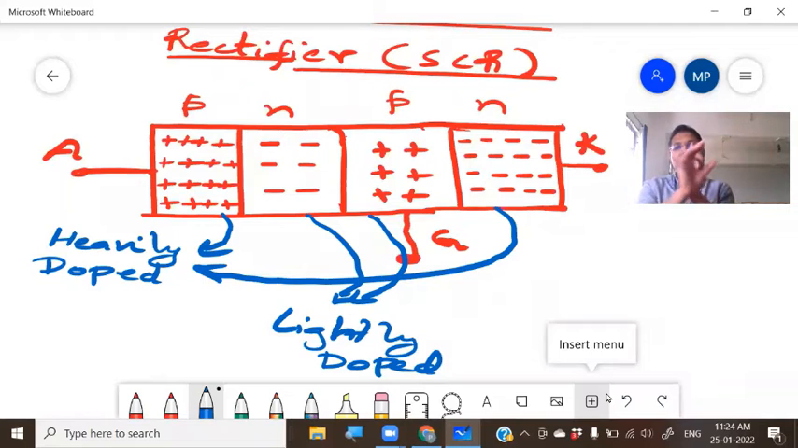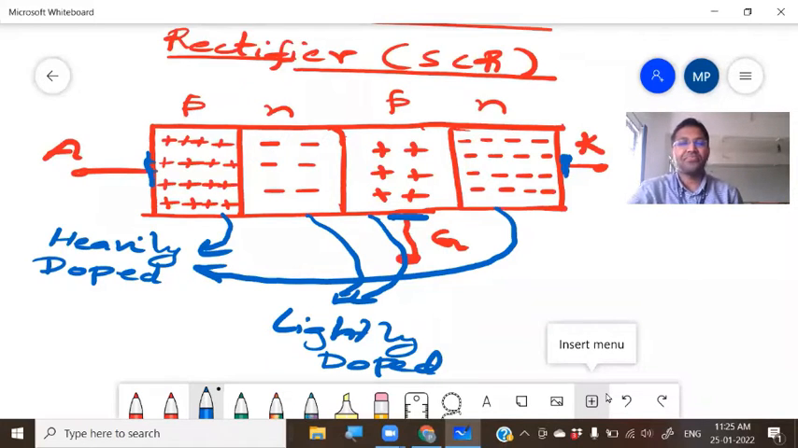P region, N region, P region, N region. The outermost P region is anode. The outermost N region is cathode. Middle P region, remember, this middle P region is the gate. Obviously any device has metal contacts. So there is a metal contact here, here, and here. Just contacts to the device.